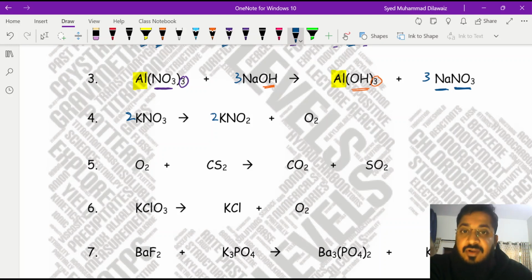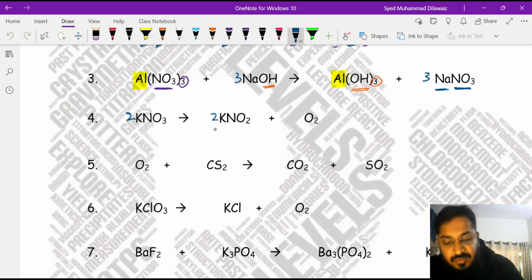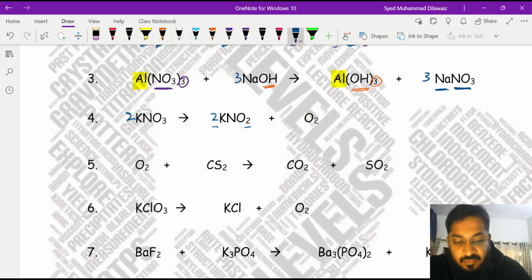Then again, for oxygen, we need to work out. For example, 2 into 2 makes it 4. 4 plus 2 makes it 6. So we don't need to put any number to make 6 oxygen on the right. We have already done it. I'm again telling you that this 2 is multiplied with this one to make it 4 oxygen in this formula. And along with these 4 oxygens, we have got 2 extra oxygens on the right side, which is O2. So 4 plus 2 makes it 6. Right. So this equation is also balanced.